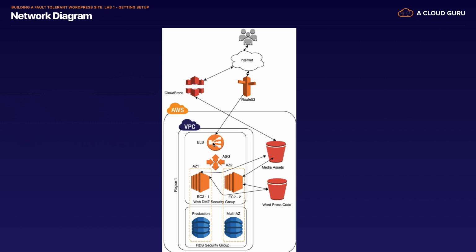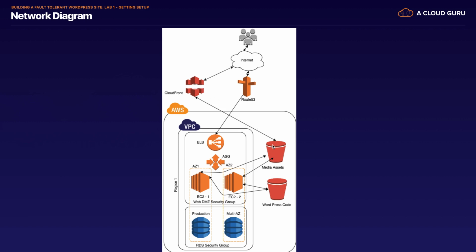Then they're going to connect up to an Elastic Load Balancer in the cloud. We're then going to have some EC2 instances behind an auto-scaling group, in separate availability zones. And we're then going to have some RDS instances, again multi-AZ. You're going to have two S3 buckets. One's going to have our media assets for our WordPress site, and the other one's going to have our code for WordPress. And we're going to serve out all our pictures from our WordPress site through CloudFront.